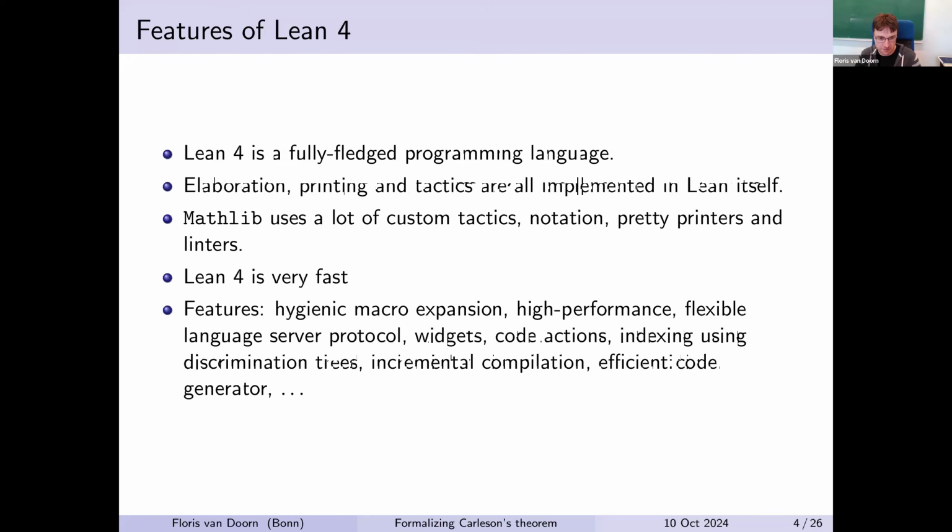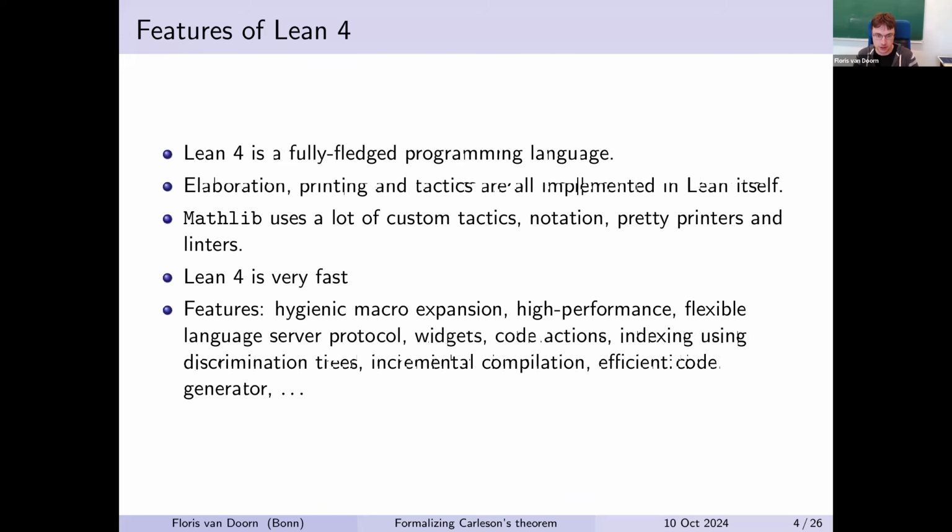Yeah, and another feature that was relatively recently added is incremental compilation. In Lean 3, if you were editing a proof, then whenever you made a change in the proof, it would start compiling the proof from the start. And because Lean was quick, that was often fine. But for long proofs, this definitely got annoying. And now in Lean 4 there's incremental compilation.